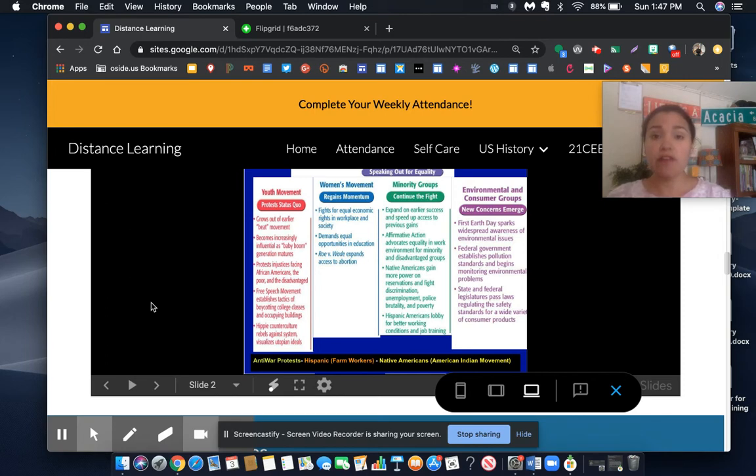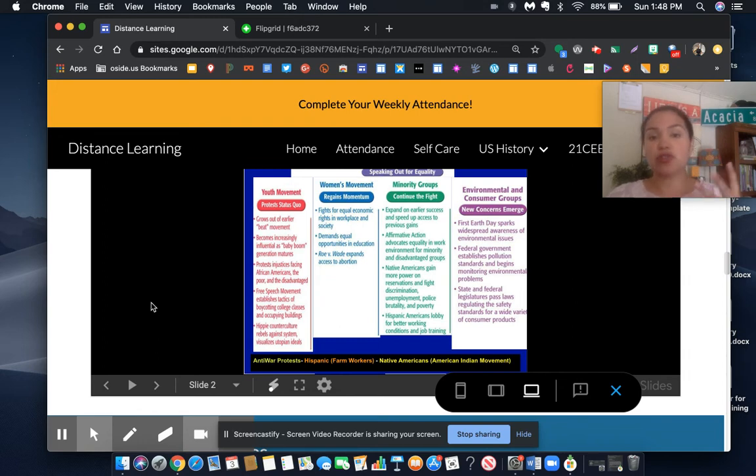You have the minority groups, Native Americans fighting for their civil rights, unemployment, discrimination. You have the Hispanic movement with Cesar Chavez and the farm workers. And then you have the environmental movement with Rachel Carson talking about how chemicals are going into the water and impacting us as a society. You also have the consumer movement. This is the first time people are going to be aware of maybe having seatbelts in cars. Wow!